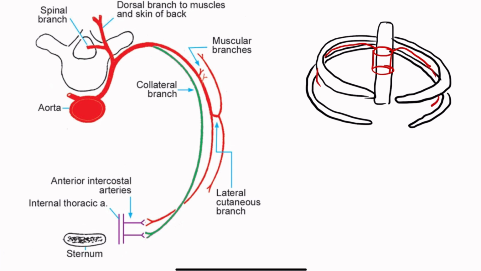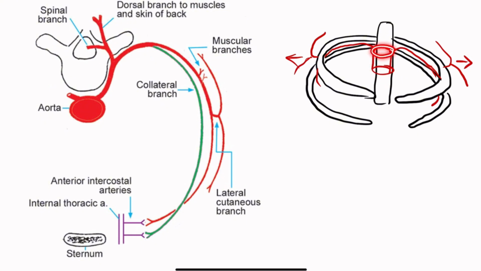The posterior intercostal artery gives rise to its own branches, right? And these branches supply laterally to the cutaneous region by accompanying the lateral cutaneous nerves. So these branches are the lateral cutaneous branches of the posterior intercostal artery arising from the aorta.